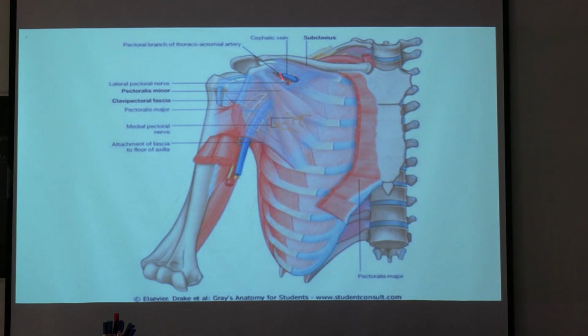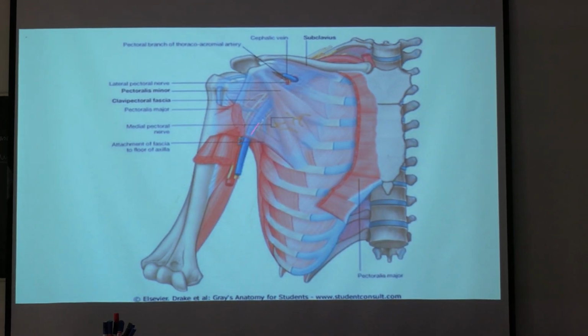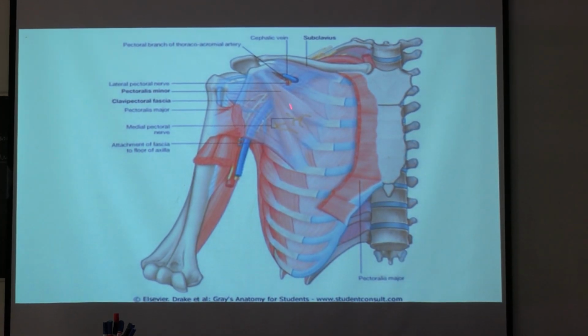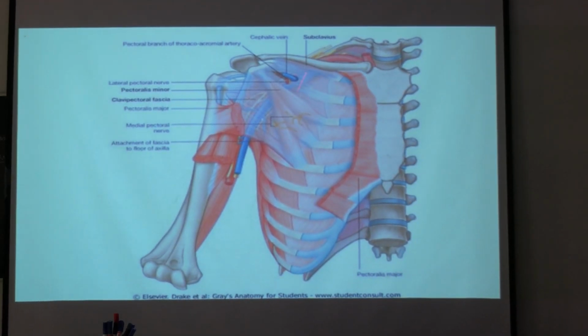Then it extends to the upper margin of pectoralis minor. See, this muscle is pectoralis minor. It encloses the muscle, then extends downward as the suspensory ligament of the axilla and attaches with the axillary fascia at the floor of the axilla. Okay. So this is the extent of the clavipectoral fascia.